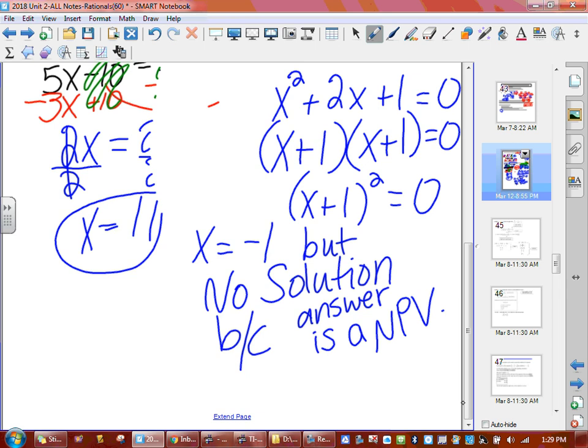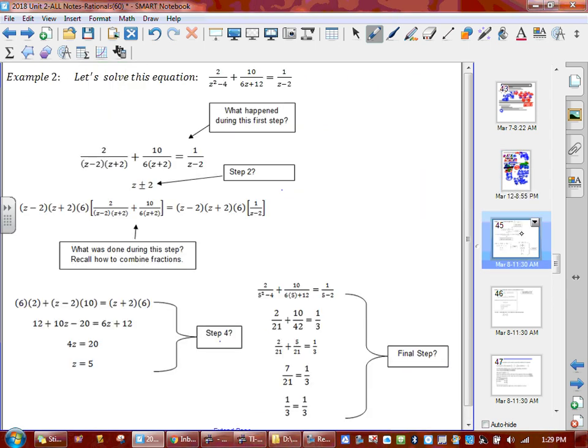Okay. On the bottom of your page, you're going to see another one. And this one's kind of a big one. This one requires a lot of factoring. So I've got all the steps worked out. We're just going to walk through each step. Okay. So what happened during this first step? Everybody look. What happened during this first step? What did we do?